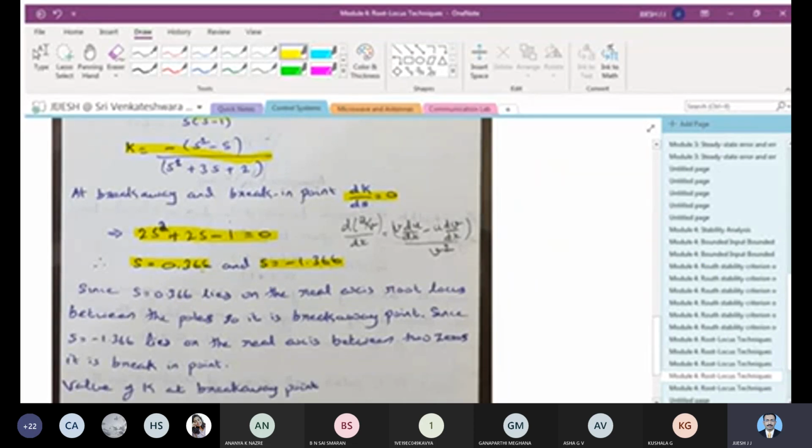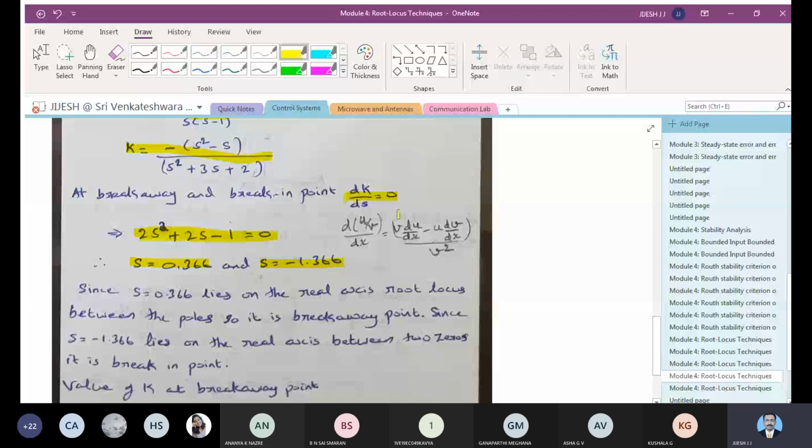So what we have to understand is that now we have done dK/ds equal to 0. So you end up with 2s square plus 2s minus 1 equal to 0, and you get the values as 0.366 and minus 1.366. Now let us see where 0.366 lies on the real axis of the root locus: between the poles. So it is a breakaway point.